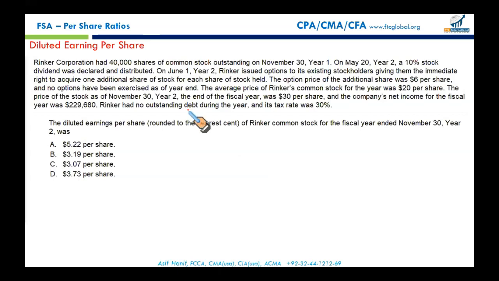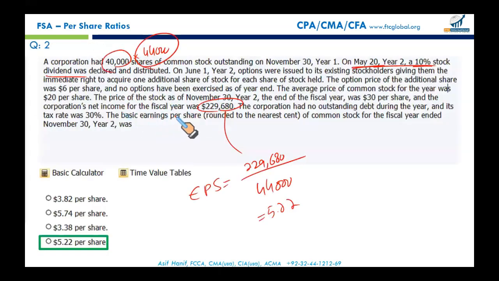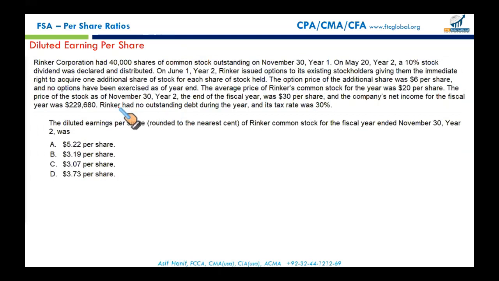So it's the same question which you've just done, but this question is no longer available in the current version. I have just taken it from the older software. Same information, everything is the same. Here you have to calculate the diluted earning per share for the fiscal year ended 30th November year 2. Here we do not have any preferred stock. We do not have any convertible bonds.